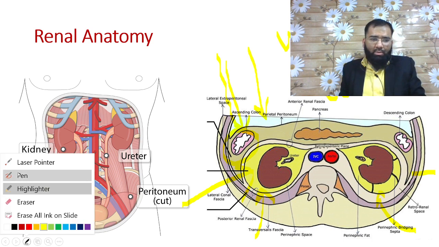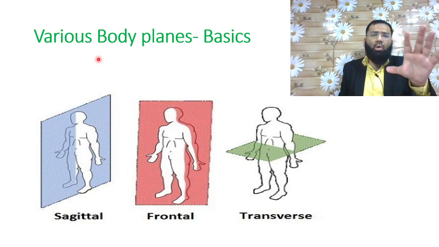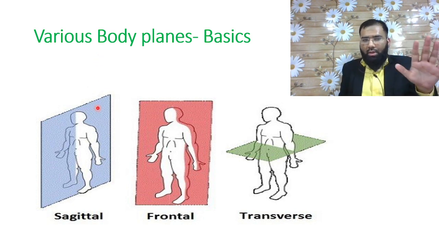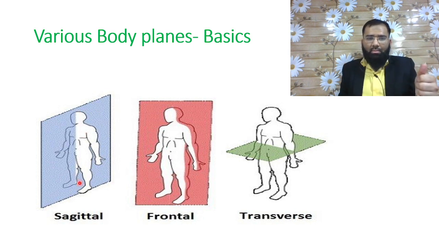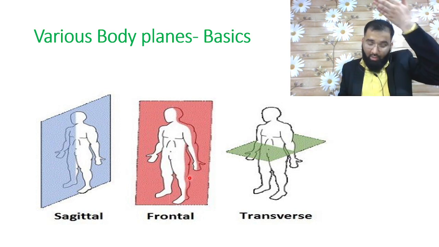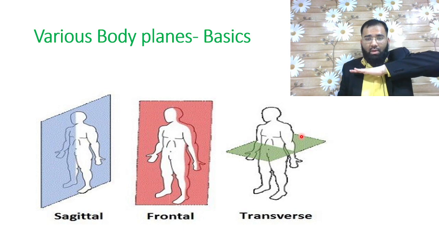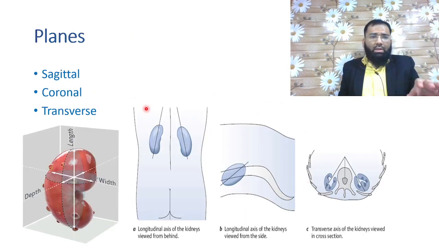Now, once this portion becomes clear, we'll move ahead with various body planes. So this is very basic. Most of you must be knowing, but I'll just revise for you. This is a sagittal body plane. This is the frontal or coronal body plane. So I'm cutting it along the coronal section. This is the transverse body plane. So I'm cutting it transverse. Okay. Now I move ahead.